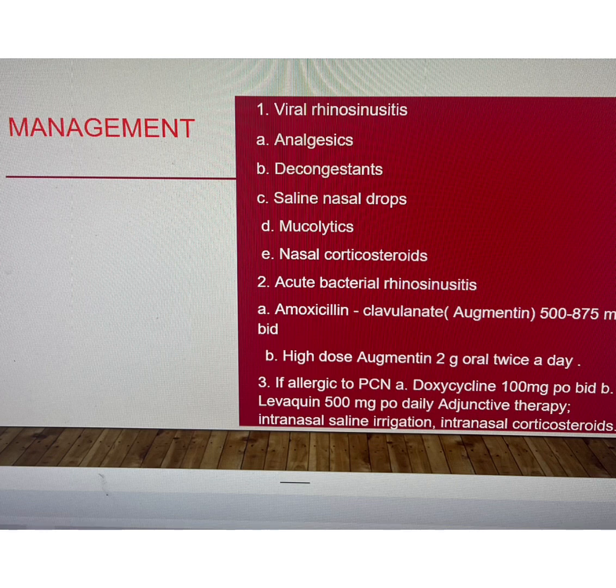Management of acute bacterial rhinosinusitis: we already discussed the criteria for how to diagnose it. The major one is symptoms lasting greater than 10 days. Treatment should start as soon as we diagnose it. The duration of treatment is 5 to 7 days for adults, 10 to 14 days in children. Augmentin 500 to 875 milligrams PO BID.